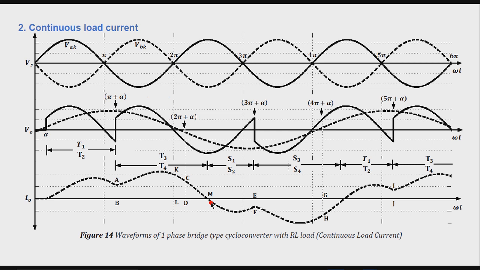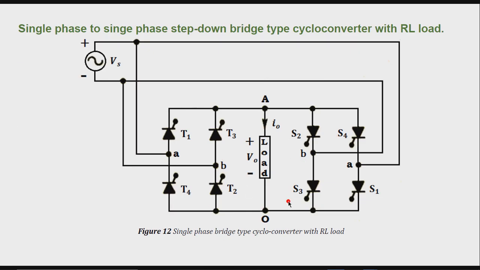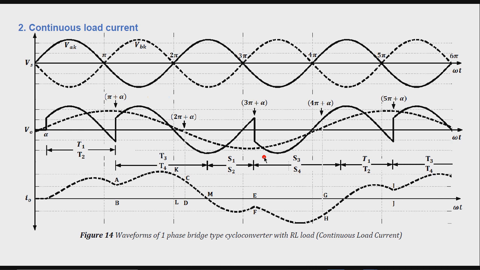So when S1 and S2 start conducting, the load is subjected to negative voltage. We can see from here that when S1 and S2 are conducting, the load voltage is negative, and the load current increases from 0 in the negative direction as shown in this waveform.